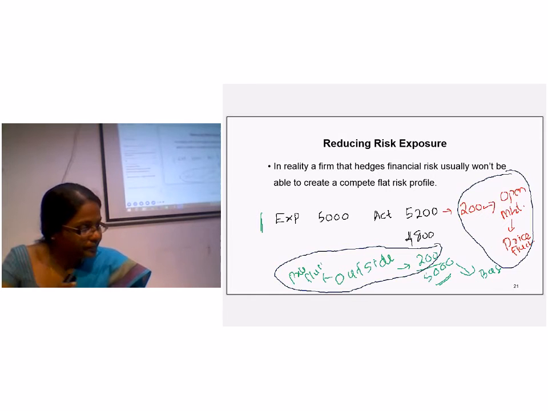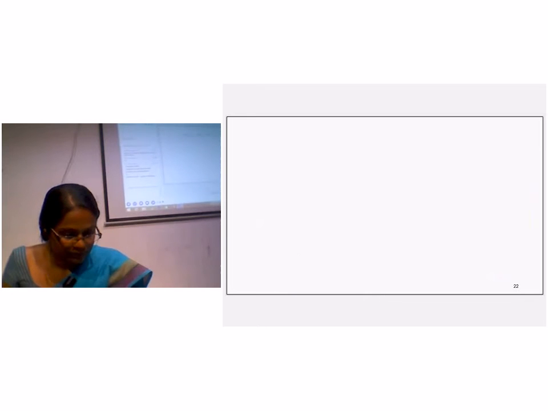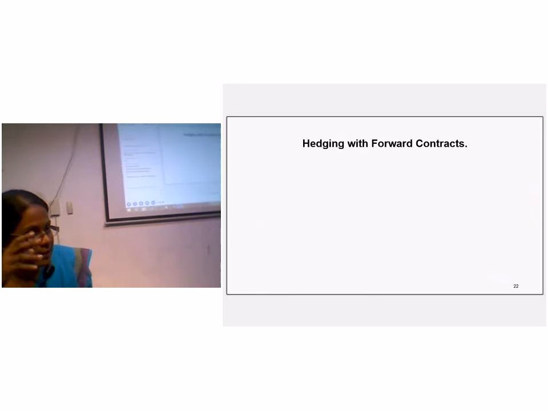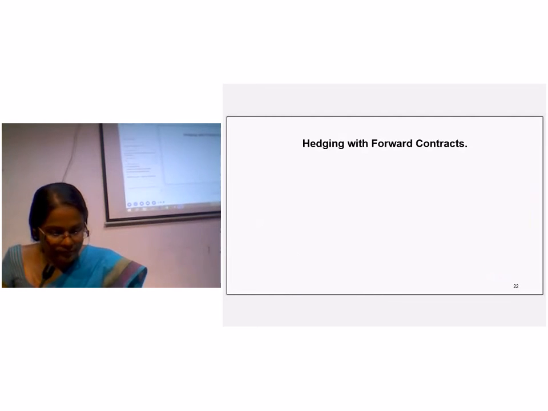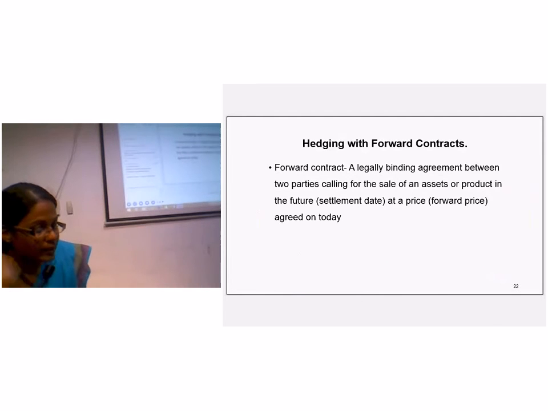Now we are moving to the forward contract. With that basic understanding, we are coming to the derivatives. The first type of derivative is the forward contract. Earlier we have also learned this definition. A forward contract is a legally binding agreement between two parties for the sale of an asset or product in the future. That future date we call the settlement date, at a price we call the forward price, agreed on today. So we are agreeing this today, but the transaction will happen on a future date.